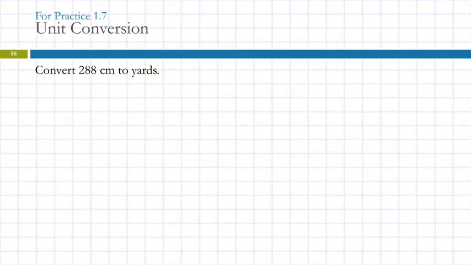Okay, let's do some practice. Convert 2.88 centimeters to yards. We need to know where we're starting, where we're going. What unit are we starting with? Centimeters. This is a very simple problem. Usually, the more words, the more complicated. Not many words here. So we're starting with centimeters, and what unit are we ending up with? Yards. So there's my beginning and my end. Now I have to figure out how to get there.